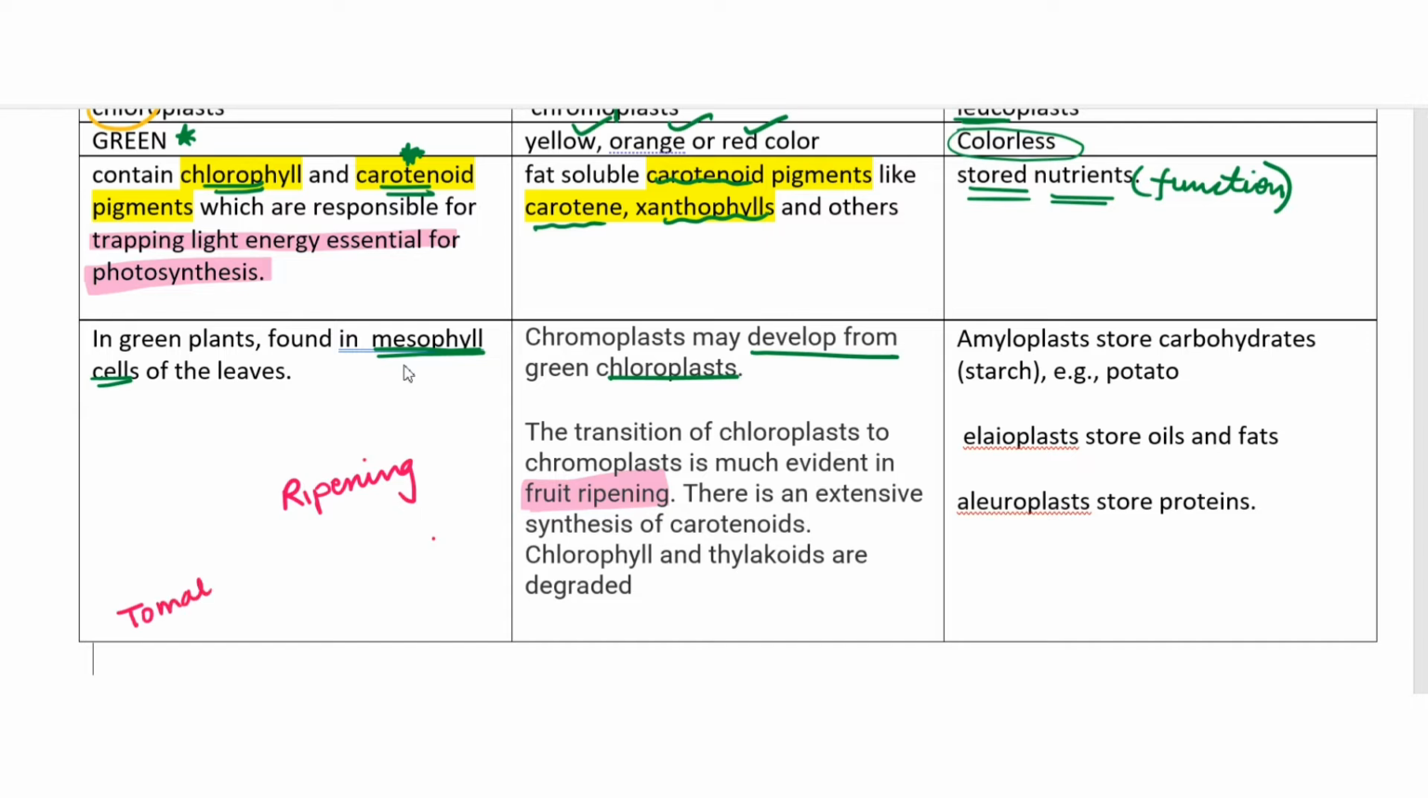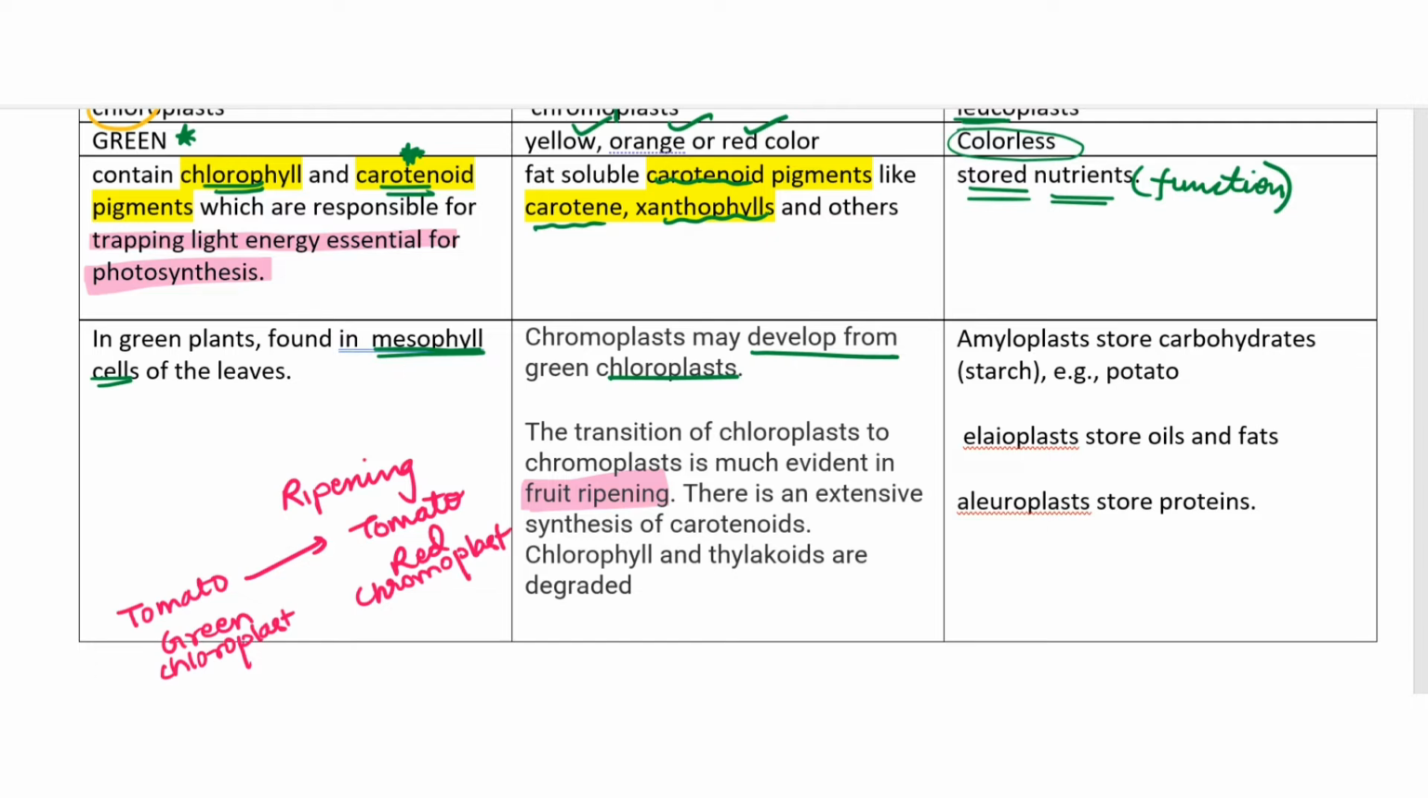So when it is green, there is more chloroplast in it, and when it is red after it has ripened, all the chloroplast has converted into chromoplast by the extensive synthesis of carotenoid. The chlorophyll and the thylakoids get degenerated. So this is how the conversion happens.